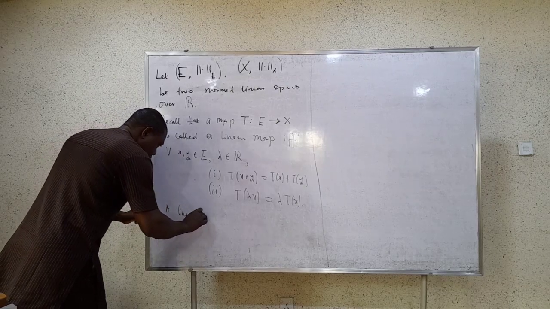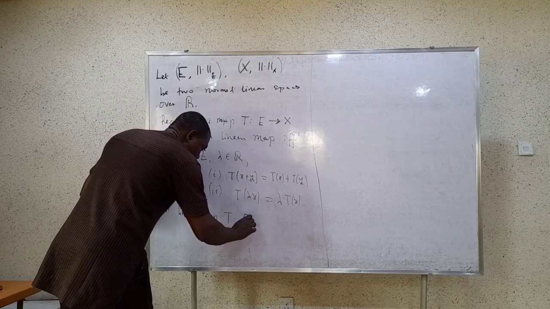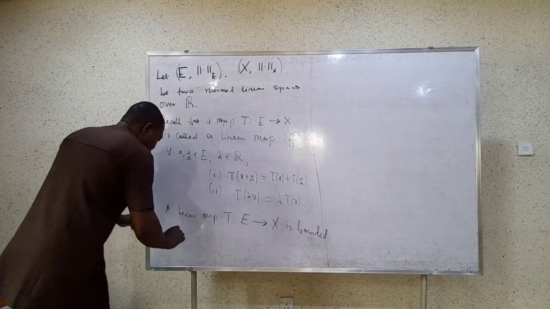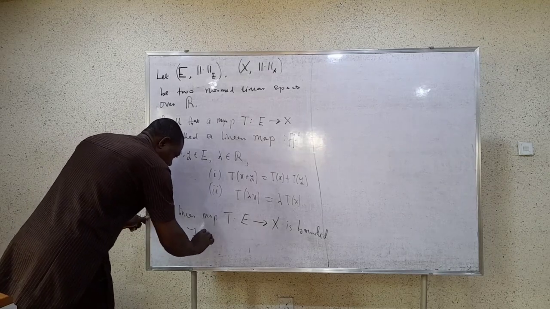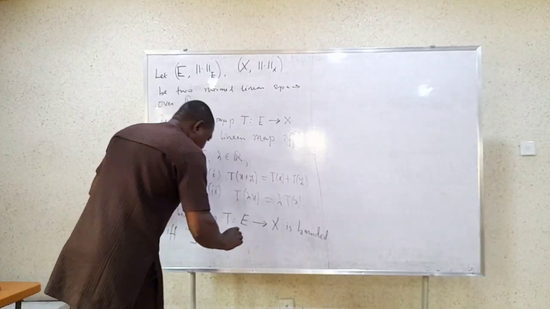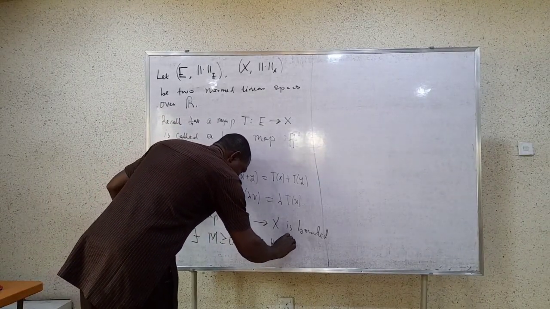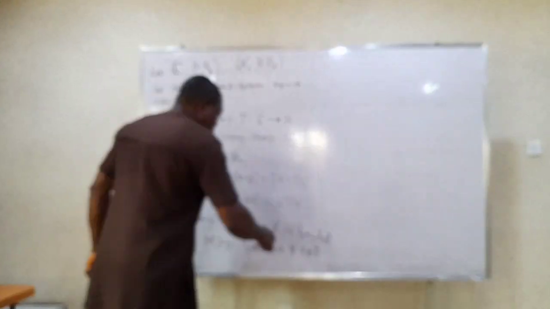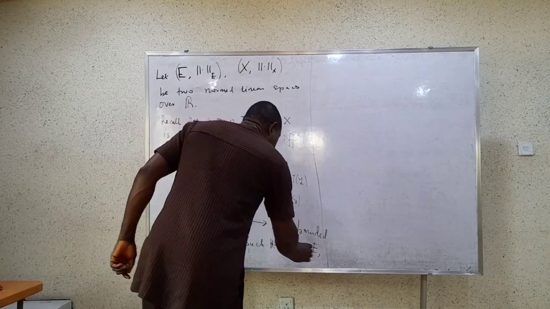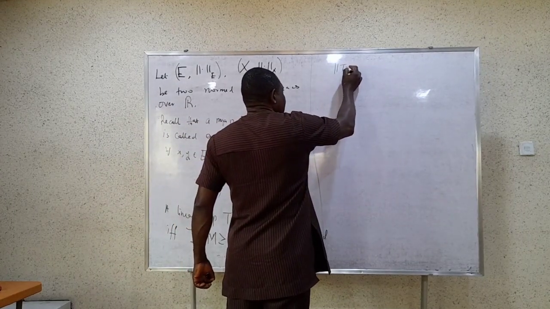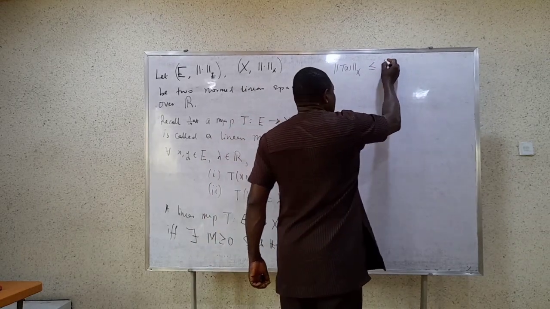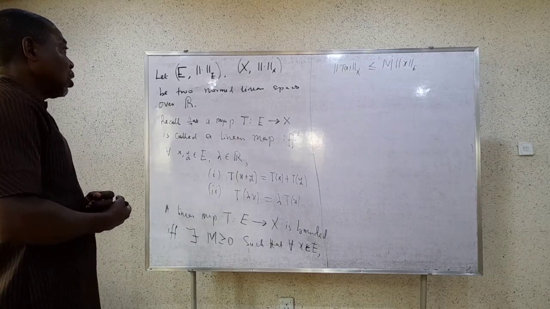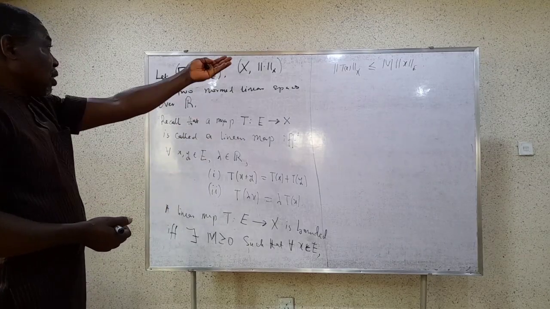A linear map T from E to X is bounded if and only if we can find a constant m greater or equal to 0 such that for any x we pick in E, I'm assuming that the domain of T is the entire E, we have that the norm of T of x in X is less than or equal to m times the norm of x in E. So whenever a linear map satisfies that condition, we'll call it what?